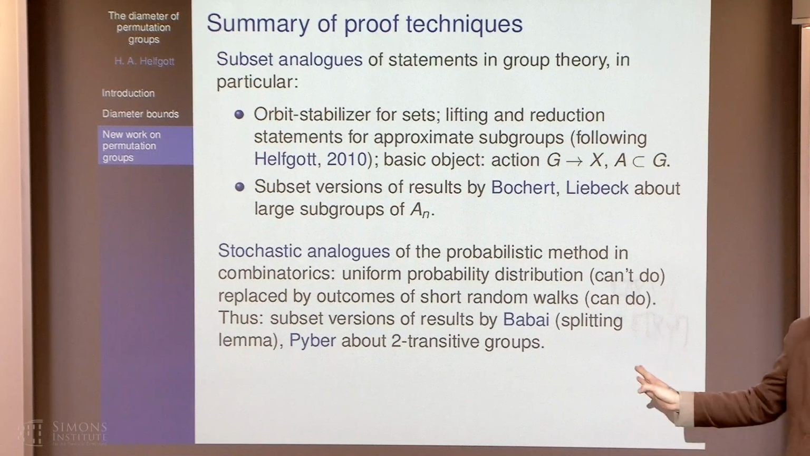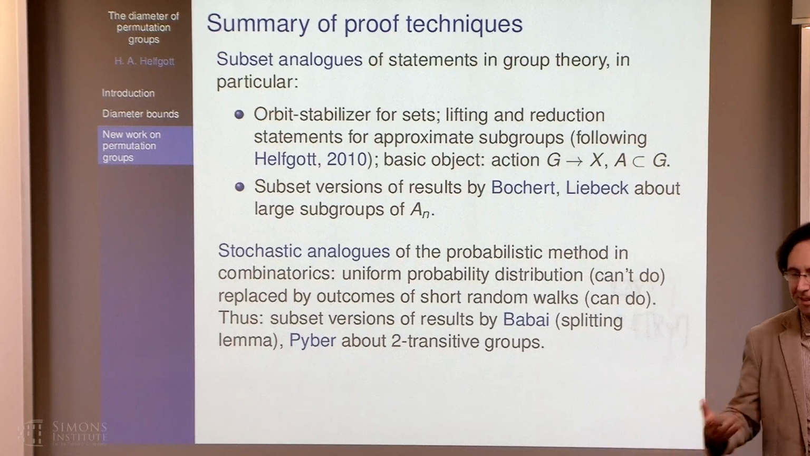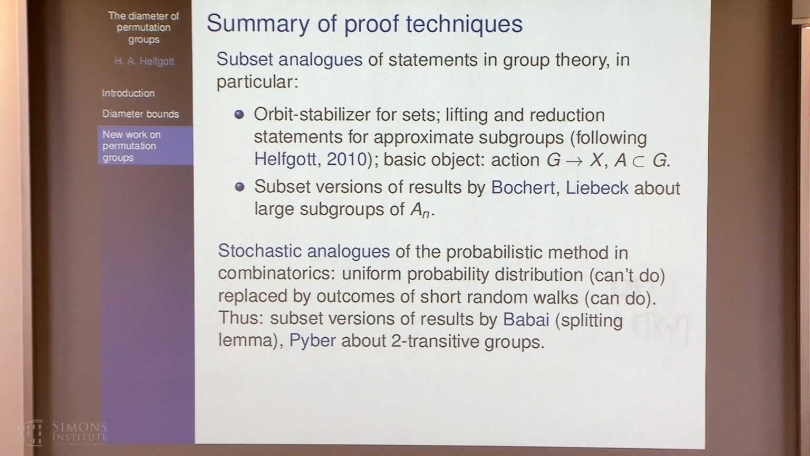In principle, all of these proofs are non-algorithmic, but there's a bit of algorithmic flavor in them. And that works. You get many subset analogues of results about groups by doing that. So it's this sort of finite walk analog of probabilistic arguments in combinatorics.